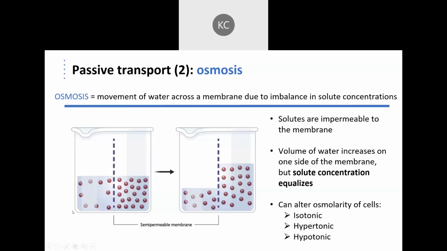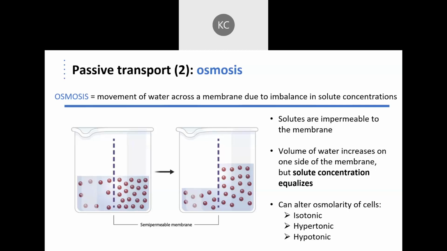Okay, so if we look at this beaker on the left, which side of the membrane, left or right, would you say is more highly concentrated, right? Well, hopefully you would say the right side, right? We have the same amount of water on both sides, but there are far more molecules on the right side than the left. So this right side is more concentrated than the left. So what this means is water is going to move from the left to the right in an attempt to equalize the relative concentration.